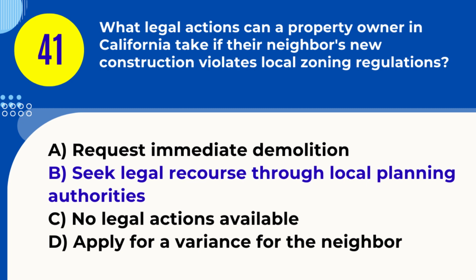Answer. B. Seek legal recourse through local planning authorities. Explanation. In California, if a neighbor's construction violates local zoning regulations, the affected property owner can seek legal recourse through local planning authorities or potentially through civil litigation.